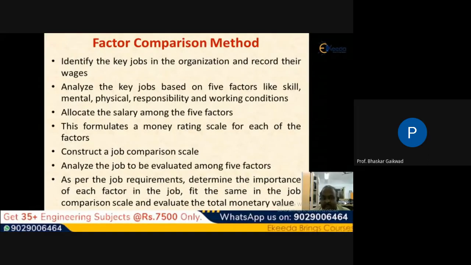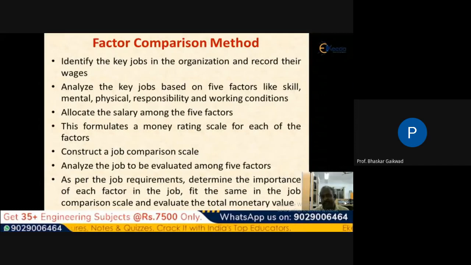Allocating the salary among these five factors, it will create a money rating scale for each of the factors. Then I am going to have a job comparison scale, and a new job is going to be evaluated. Say skill: I am going to have some 10 jobs. The first job needs a skill and I am going to pay this one. The second job needs some skill, I am going to pay this one. So I am going to have different wage amounts for different jobs.